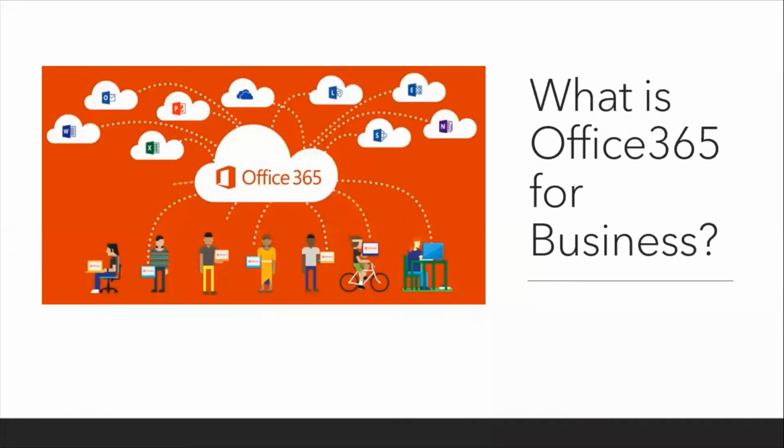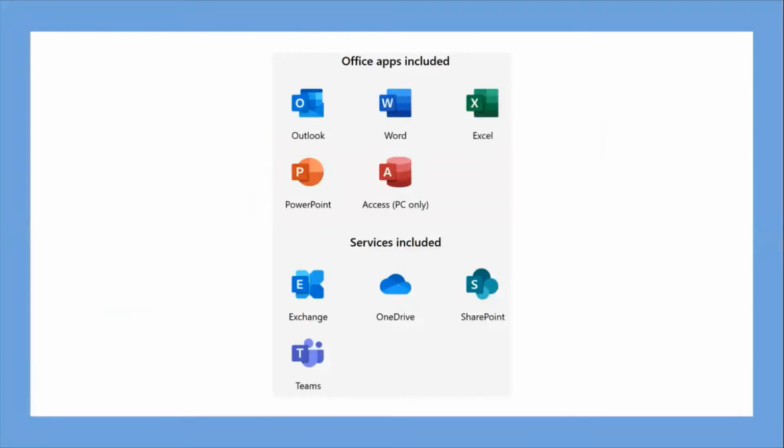So the first thing that we want to talk about is what is Office 365 for Business. Basically it is a subscription service that is available in monthly installments or yearly. If you choose the business premium, there is a free trial available for 1 month. And these are the standard applications that are included: your basic Outlook, Word, Excel, PowerPoint, Access, and then the services included are Exchange, OneDrive, SharePoint, and Teams.